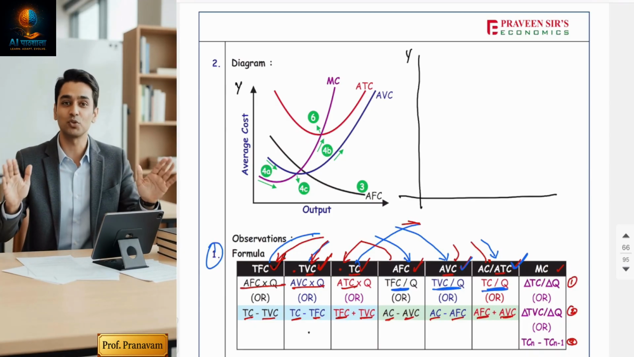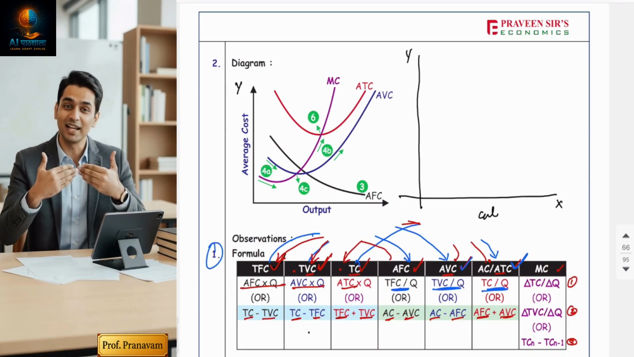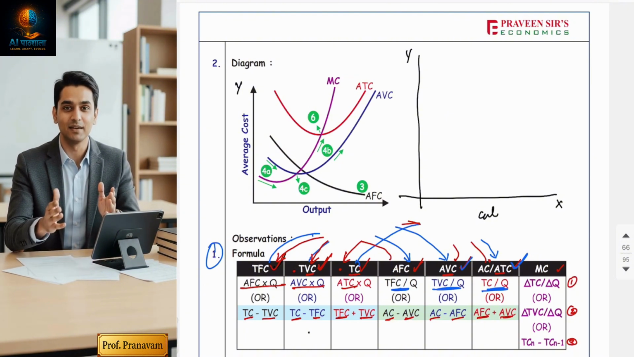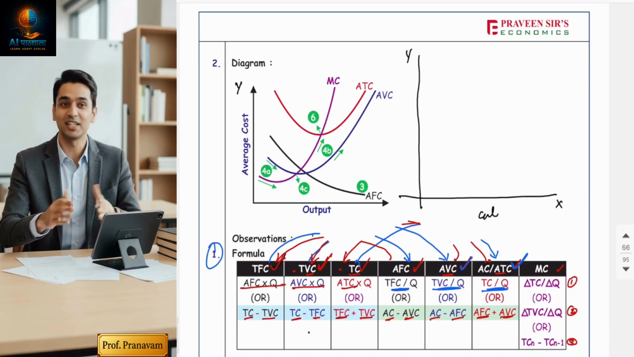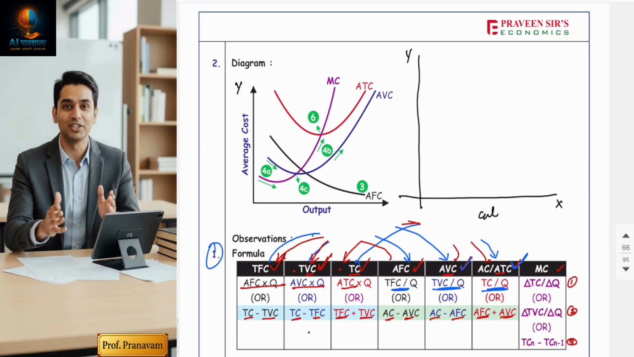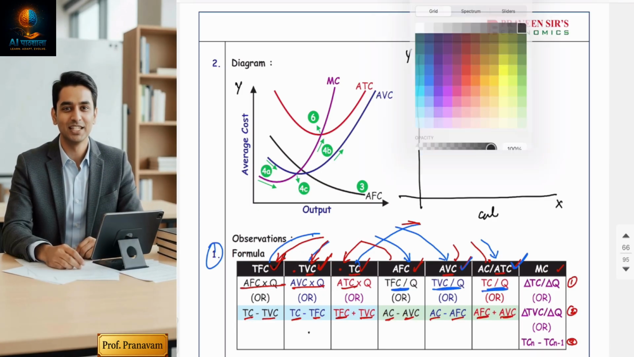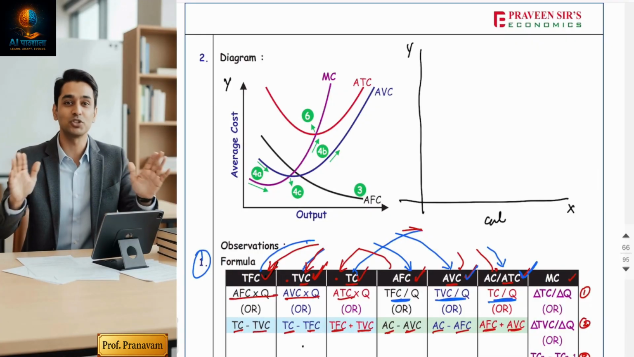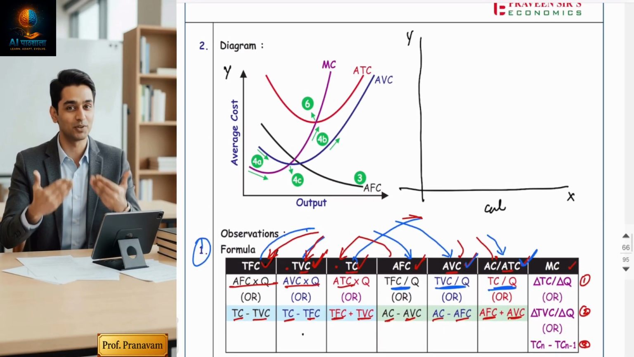On the y-axis, I'm taking average cost. On the x-axis, I'm taking output. Short run and long run are always the same. The difference is only fixed cost. In the short run, there is a fixed cost. In the long run, there is no fixed cost. So the shape of the curves will remain the same. See how I'm deriving the long run cost curves, and I'll give you the explanation in 5 points.